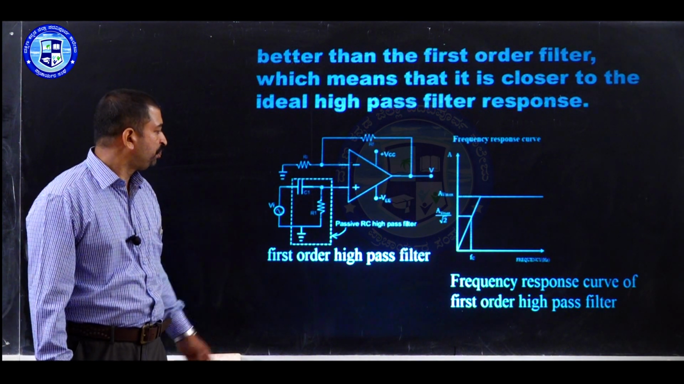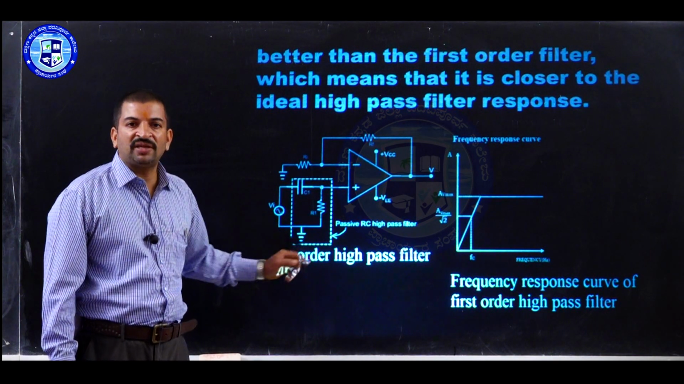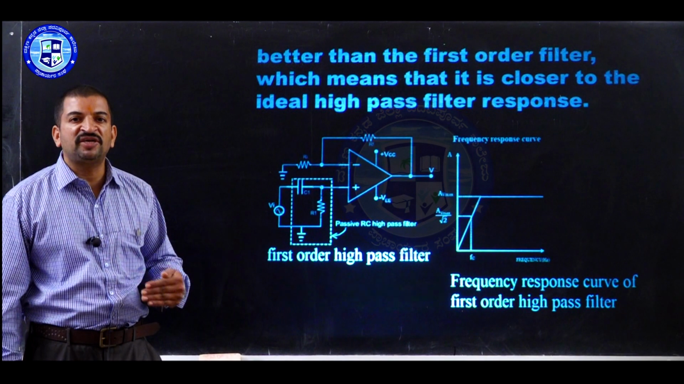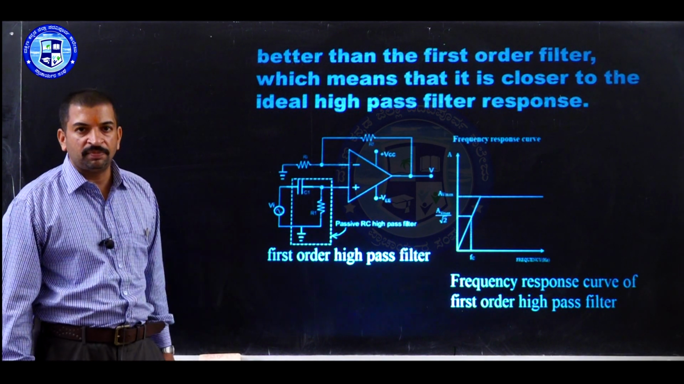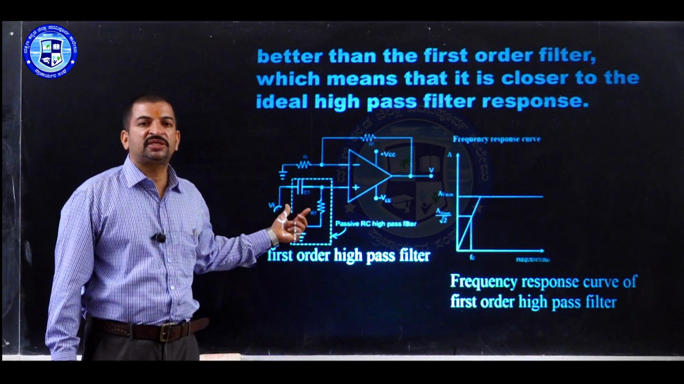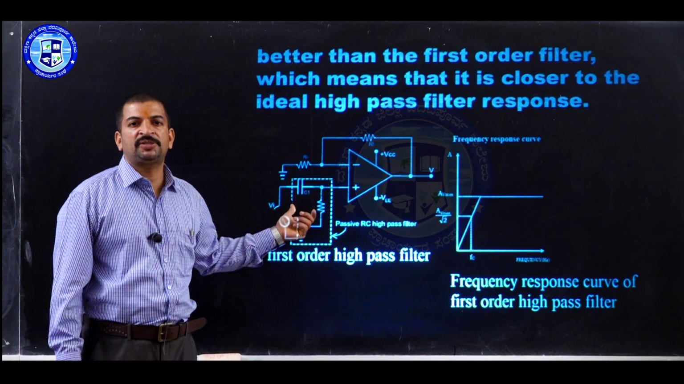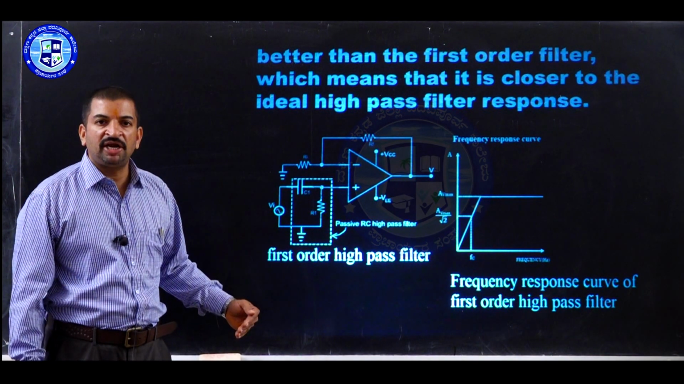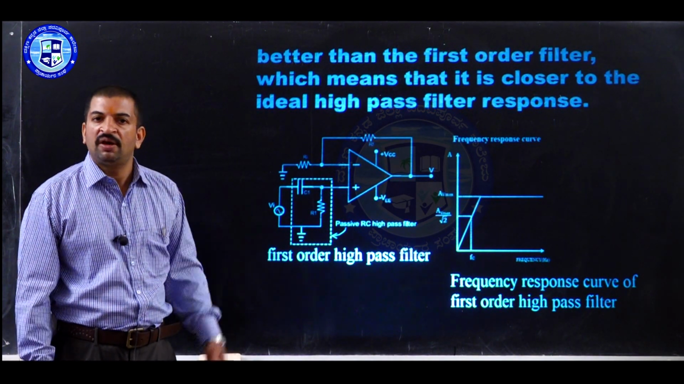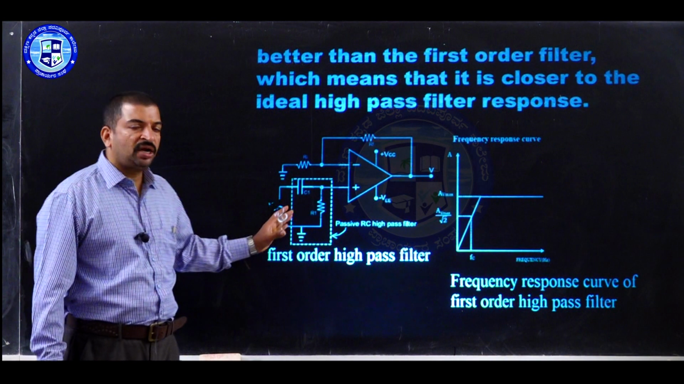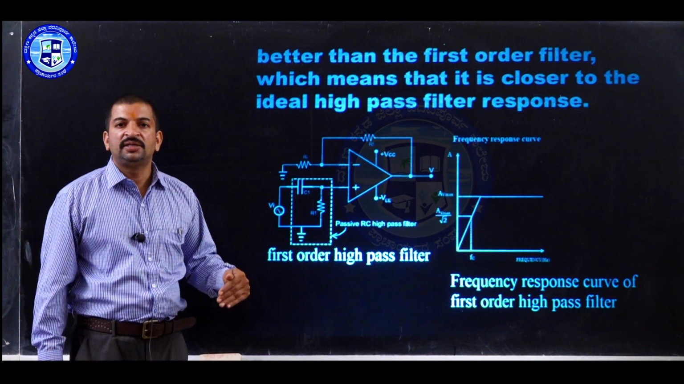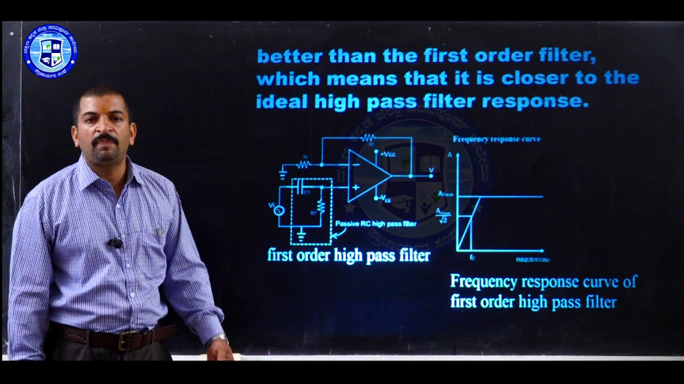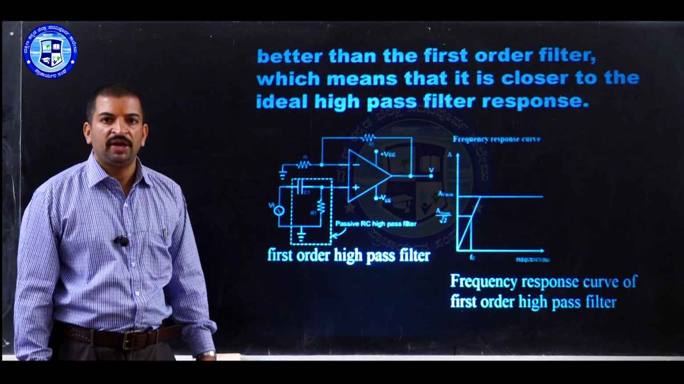If the circuit consists of only one section of resistors and capacitors, the circuit is called the first order active high pass filter, and if the circuit consists of two sections of resistors and capacitors, the circuit is called the second order RC high pass filter. Now, the frequency response of the second order filter is very much closer to the ideal high pass filter frequency response.